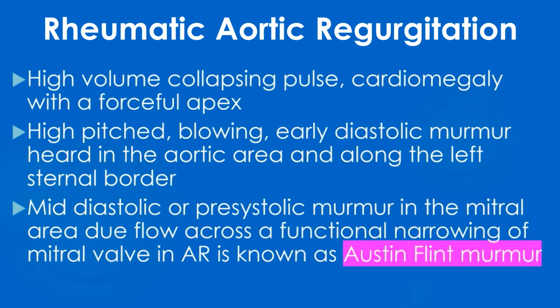Clinical findings in aortic regurgitation include high volume collapsing pulse, cardiomegaly with a forceful apex and a high-pitched, blowing early diastolic murmur heard in the aortic area and along the left sternal border. A mid-diastolic or presystolic murmur in the mitral area due to flow across a functional narrowing of mitral valve in aortic regurgitation is known as Austin Flint murmur.